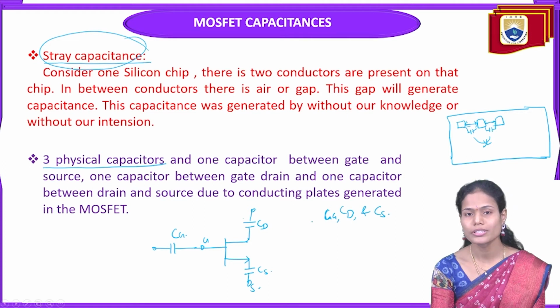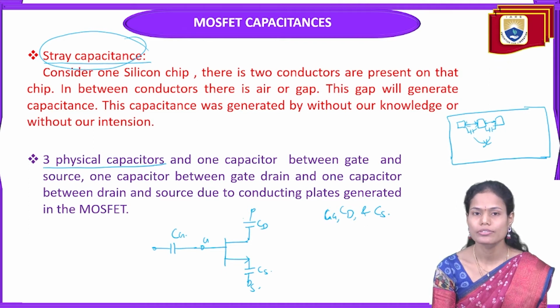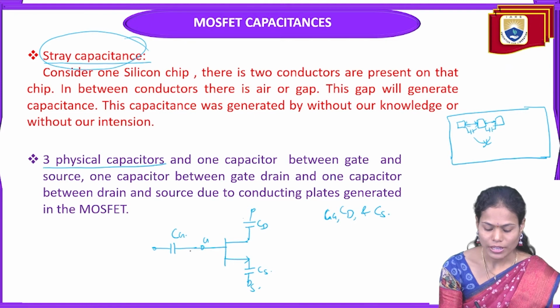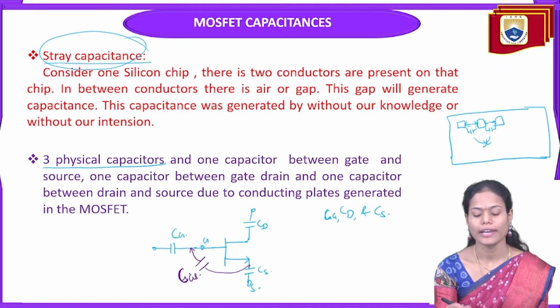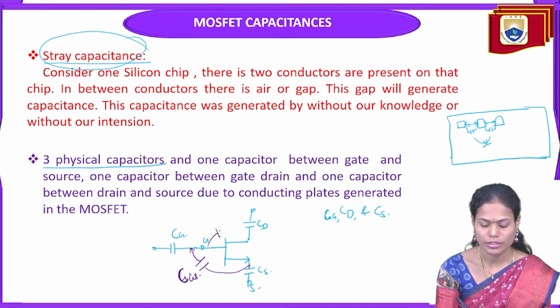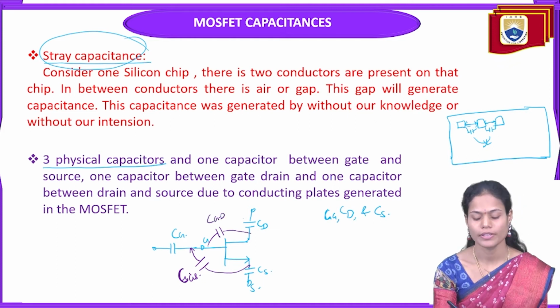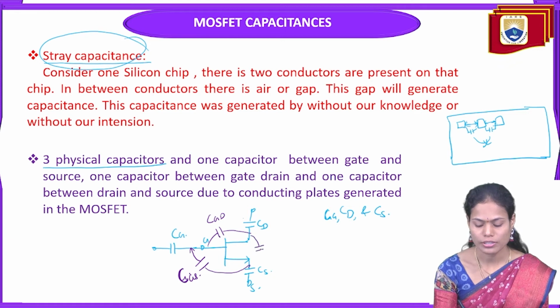Along with these 3 physical capacitances, there are 3 more capacitances existing in the 3 terminals of the MOSFET. So what are those? Here, one capacitor will exist between the gate and source terminals of the MOSFET. That capacitance we can call the gate to source capacitance. And one more capacitance exists between the gate and drain terminals, that is the CGD capacitance. And one more capacitor exists between the drain and source terminals.